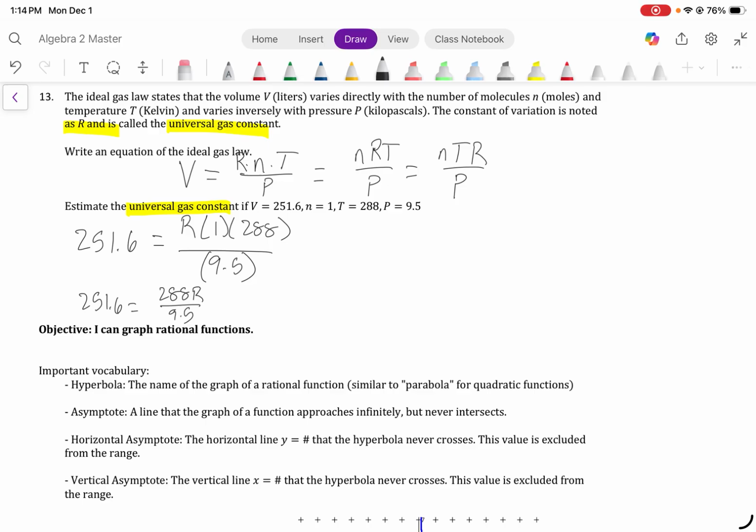First thing I'm going to try to do is if I can just divide the 288 by 9.5 and get a nice number, I want to. It doesn't work out that way. So I'm actually going to multiply both sides by 9.5. When I do this, 9.5 times 251.6 is going to give me 2,390.2. On the right side, I'm going to get 288 times R because these 9.5s cancel. Then I divide both sides by 288.